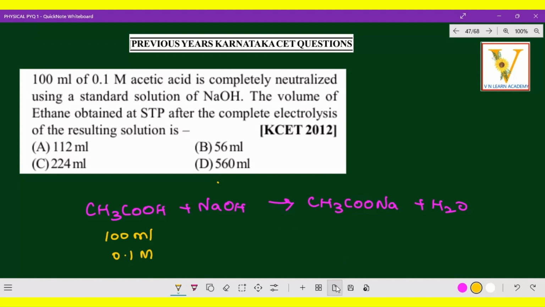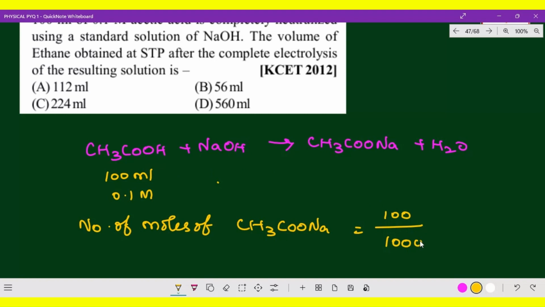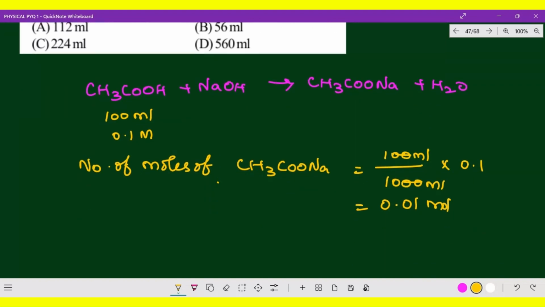Now we have to identify the number of moles, and only then can we take it to the electrolysis process. So the number of moles of CH3COONa: we have 100 ml of acetic acid with a molarity of 0.1. So 100 divided by 1000, into the molarity 0.1 M. What answer do you get? You will get 0.01 mole.